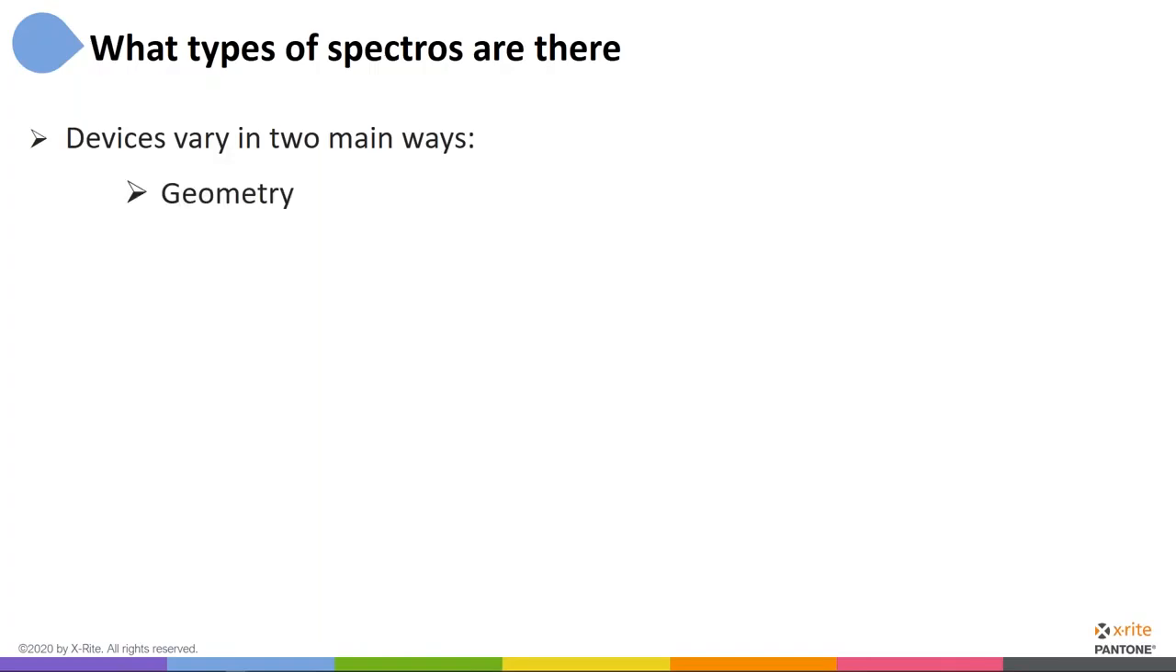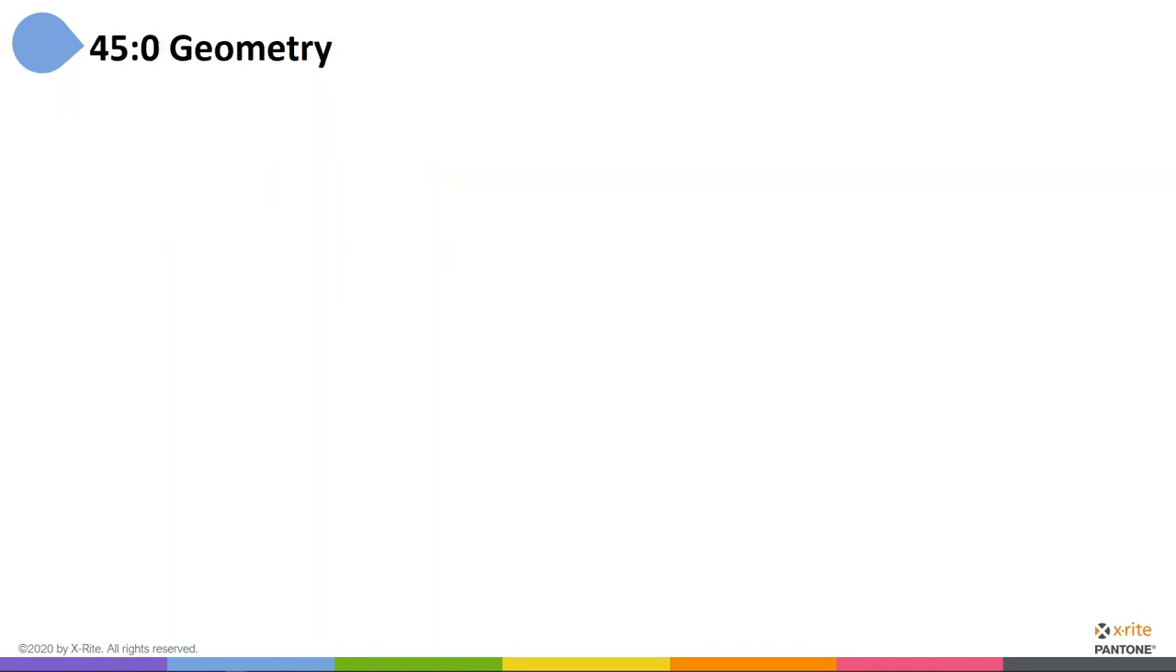One is their geometry, and we'll spend some time talking about that. And then another is what it's designed to measure and how that causes some variation. So let's start with the geometry. We're going to start first with what's called a 45-0 geometry. Whenever we are looking at the geometry of a device, the first number tells us where the light is, and the second number tells us where the detector is.